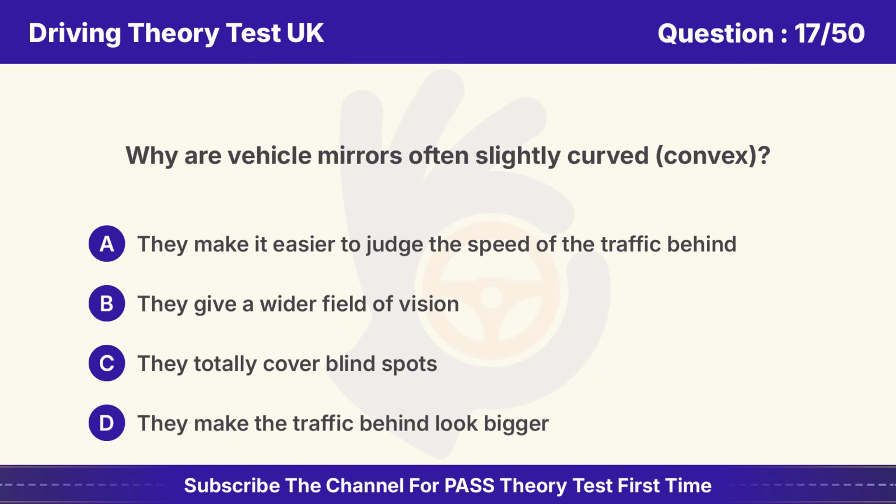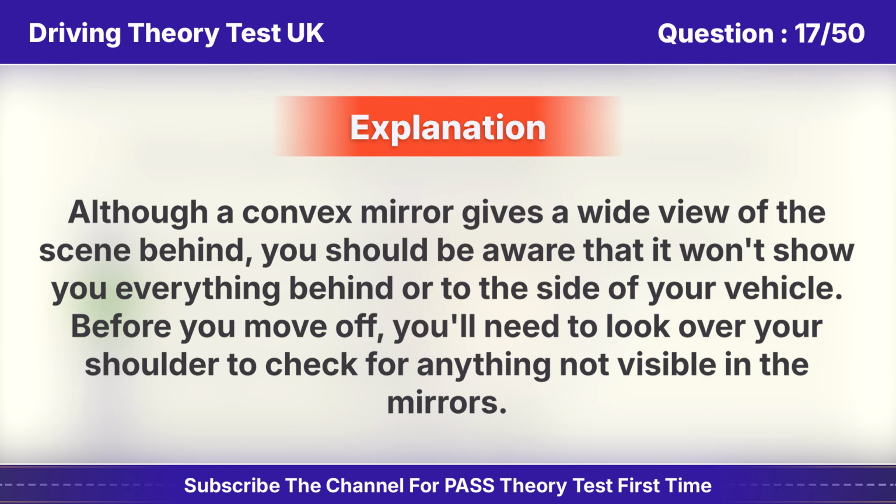Question 17. Why are vehicle mirrors often slightly curved, convex? Answer is B. They give a wider field of vision. Although a convex mirror gives a wide view of the scene behind, you should be aware that it won't show you everything behind or to the side of your vehicle. Before you move off, you'll need to look over your shoulder to check for anything not visible in the mirrors.